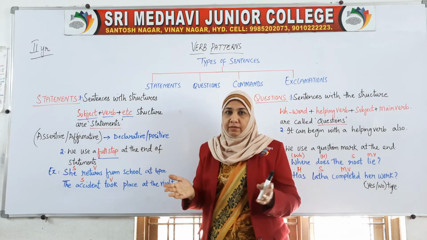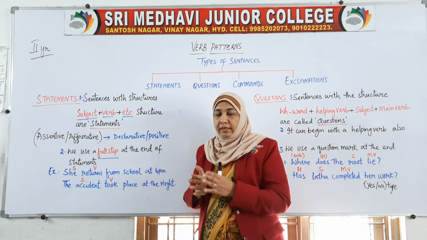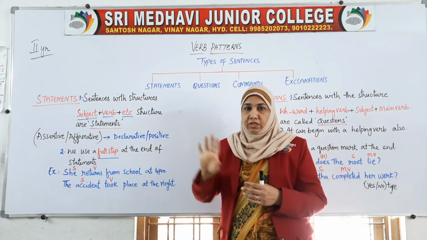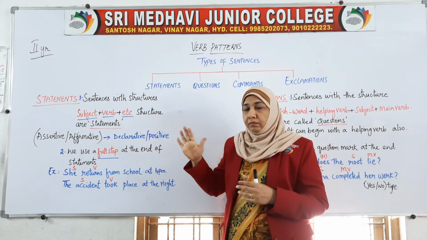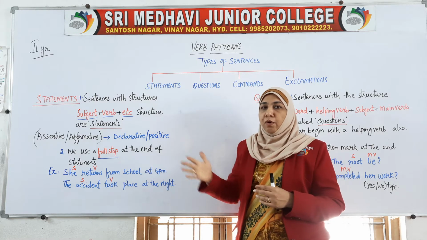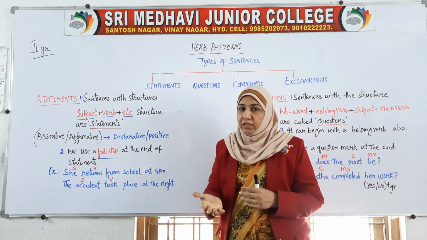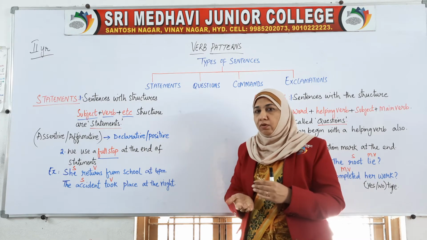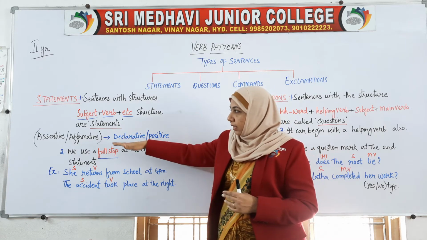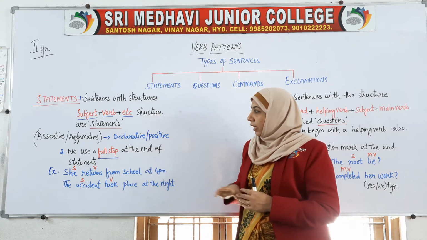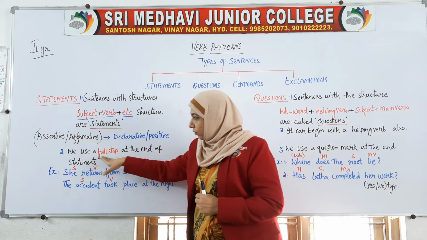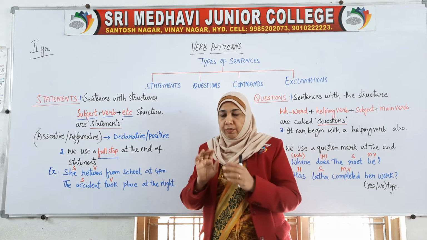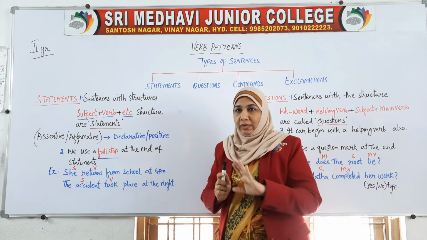Assertive means declarative, declaring sentences, declaring something like: She hates chocolates. It is a declaration. And: She likes to perform on a stage. It is a statement which is affirmative, normally the positive one. Negative also can be a statement, but mostly assertive or affirmative statements are there. And at the end we use a full stop. After every statement we use the full stop to make sure this is our statement, to declare it.